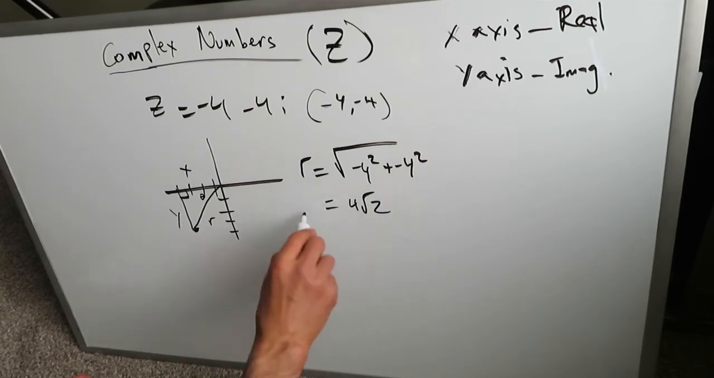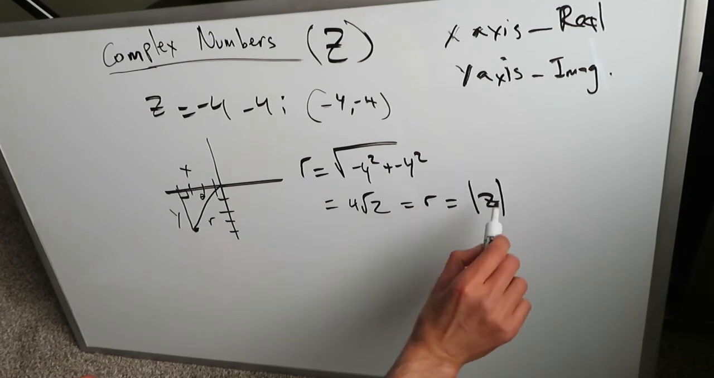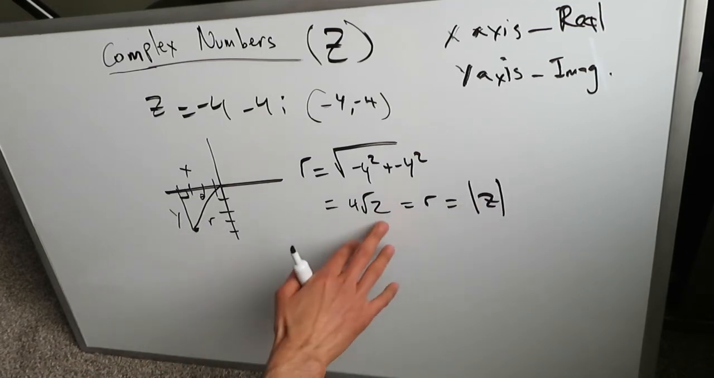Your modulus over here, this is your modulus. You can also present it as that. Here, your modulus is equal to 4 root 2.